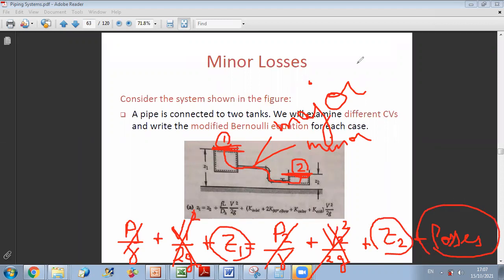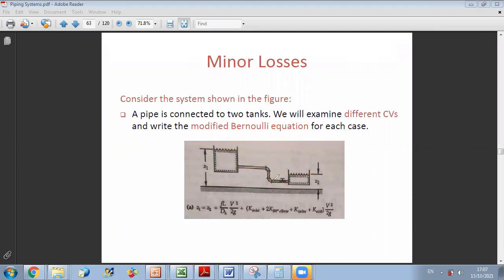Okay? Now, we said that the losses will be divided into two parts, minor losses and major losses. So concerning major losses, if you remember, we have already considered the expression of major losses. It's the friction factor times the total length of the duct over the hydraulic diameter times V squared over 2g, where V is the average velocity in the duct.